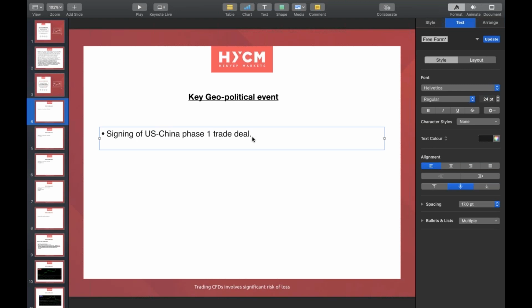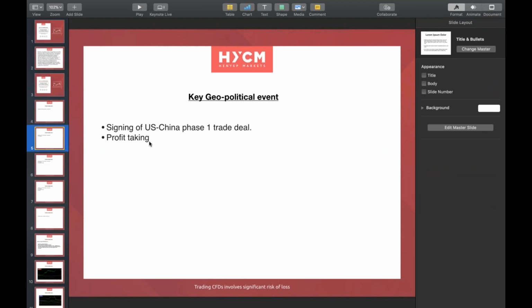So we've seen some strong bids in the equity markets, S&P 500, Dow. We've seen record highs in US equity markets. Just to be aware that we may get a buy the rumor, sell the fact response. That's the profit taking. So just to be aware of that, and this is expected that the phase one trade deal will be signed.